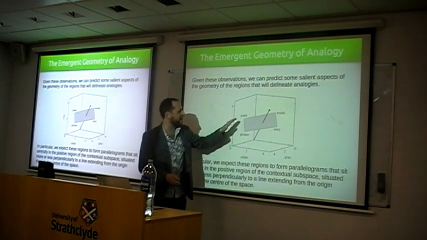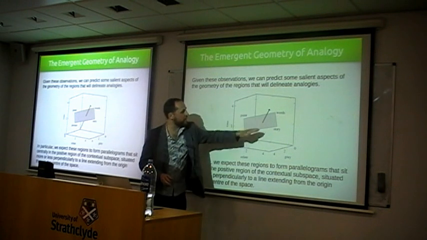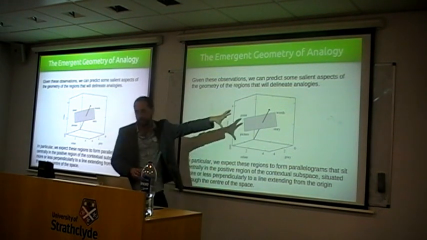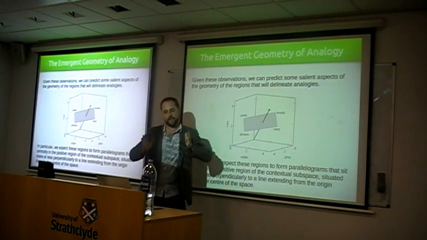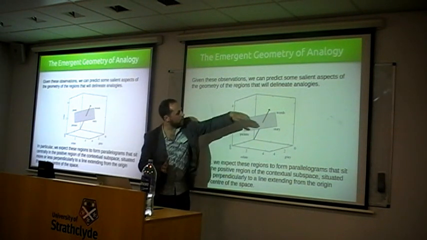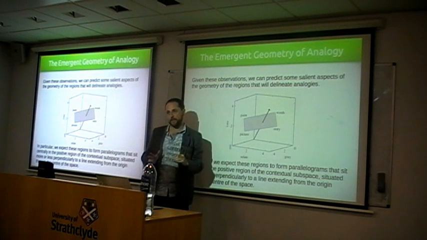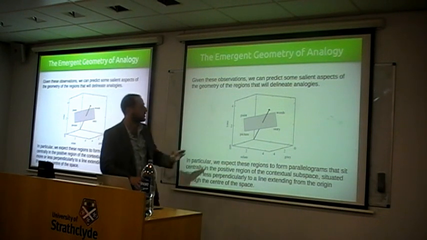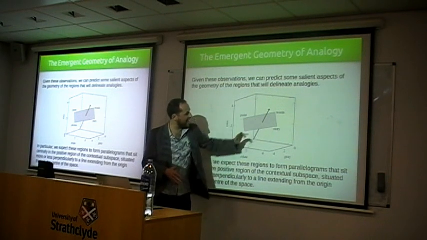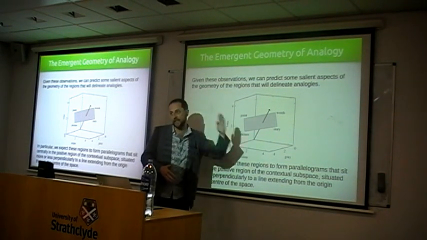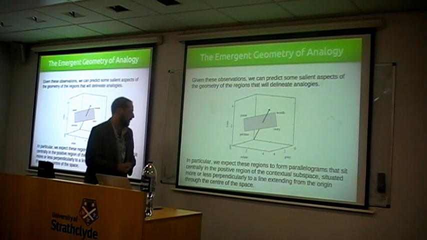We begin to get a situation where the parallelogram described by the points of our analogy that we're trying to map gets pushed out into a very central part of the positive region of our space. I mean, everything's in the positive region, but it also tends to be at roughly a perpendicular angle to a center line extending directly out of the origin.